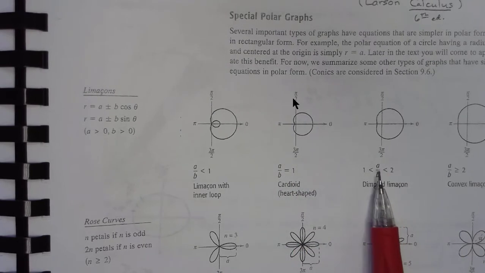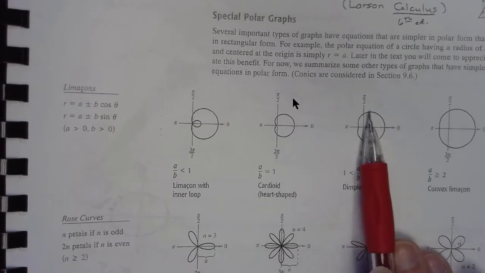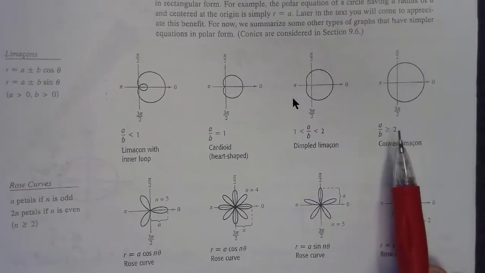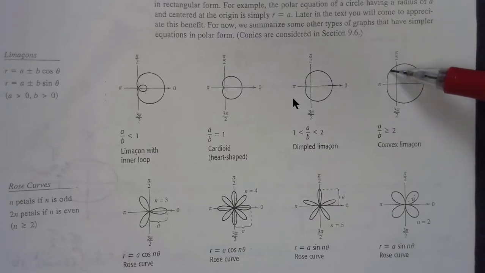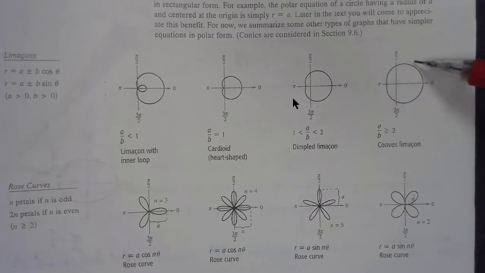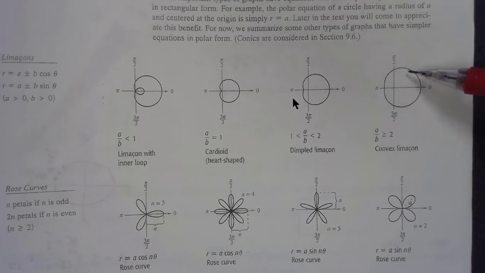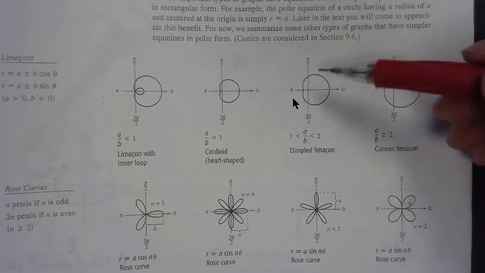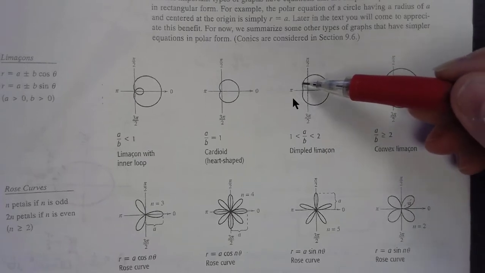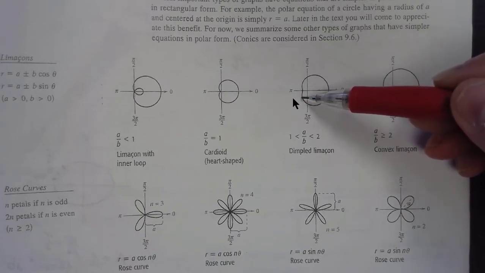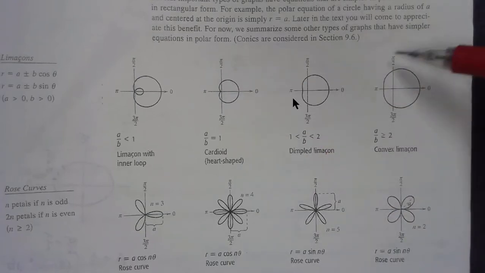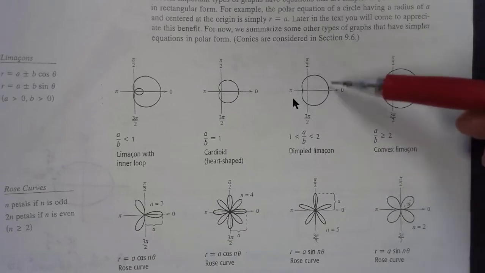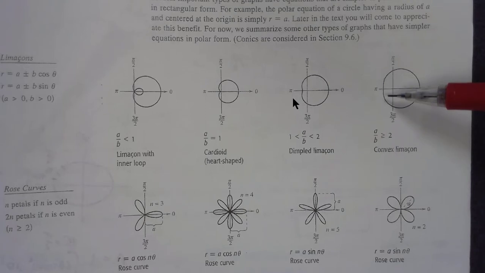When a over b is between 1 and 2, you have what's called a dimpled limaçon. And when a over b is greater than or equal to 2, you have a convex limaçon. Now, what makes a region convex? You can take any 2 points anywhere in the region and connect them, and the segment connecting them stays inside. If that is not true, then you do not have a convex region. For instance, here, I could put a point here, and connect them, and the segment would not stay inside the region. Certainly, you can see that's true here. But a convex limaçon is one where it looks a lot like a dimpled one, but it's a little less flat.